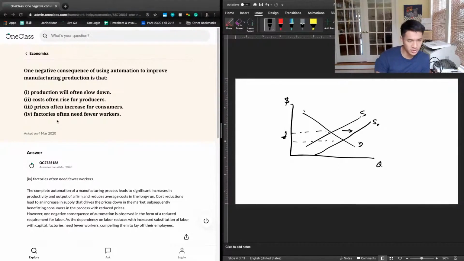Factories often need fewer workers, and this is true. You can imagine, it's very intuitive to us that when you replace people with machines, you're going to need fewer workers. You just need a few people to operate the machines. You don't need as many workers to go in and do everything by hand. And so factories need fewer workers. That is one of the negative consequences of using automation.